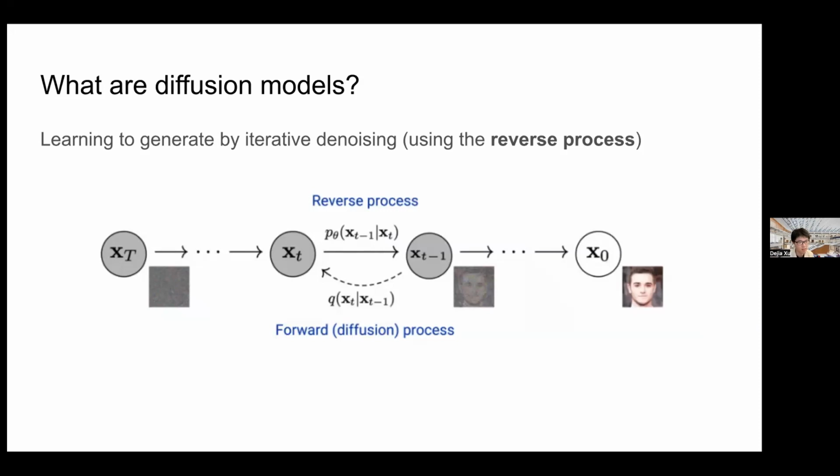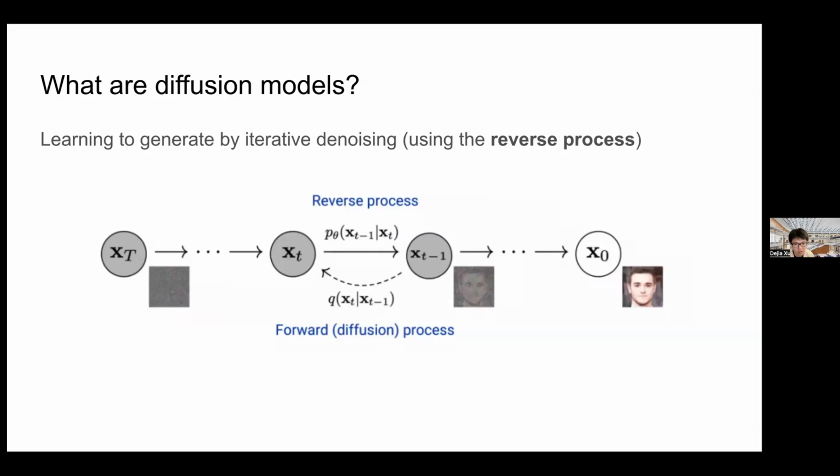Diffusion models are one of the generative models, and they learn to generate by doing iterative denoising. By saying iterative denoising, we are actually referring to the reverse diffusion process in this figure. The reverse process means that we start from the left-hand side of this pipeline. We start from a Gaussian noise, and then in each step, we gradually remove the noise in this image. As you can see, from left to right, we are reducing the noise level, and the image will gradually become a clean image, as shown on the right-hand side.